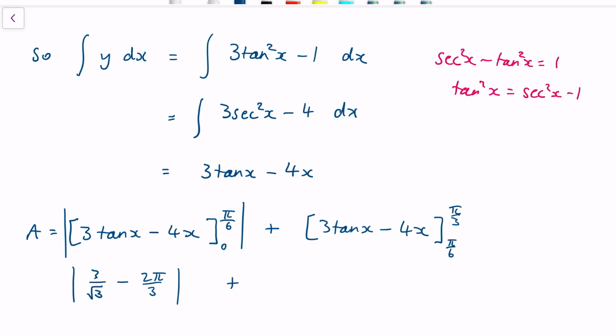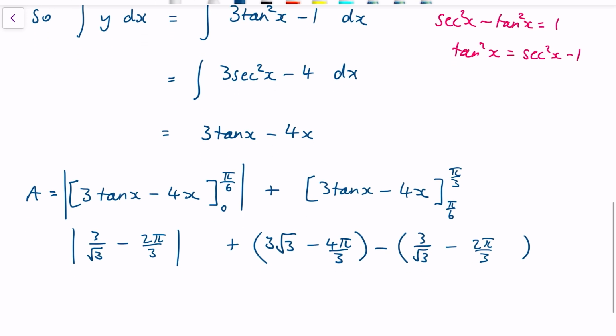And then the second bit, 3 tan pi over 3. Tan pi over 3 is root 3, so I get 3 root 3, and minus 4 lots of pi over 3. And this one I need to evaluate the lower limit. 3 tan pi over 6 appears again. That was 3 over root 3. It doesn't cancel with the 3 over root 3 from earlier because we're taking the absolute value of that expression. And then minus 2 pi over 3 again.